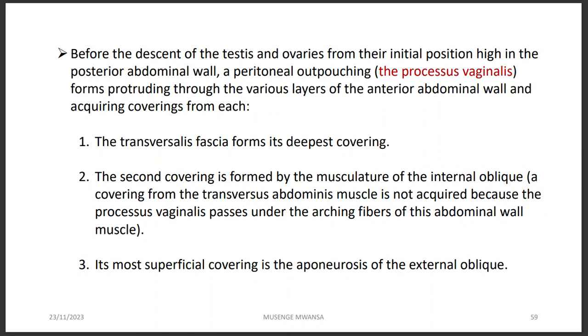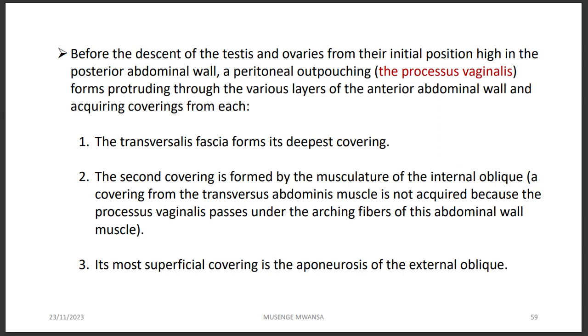Okay. So before the descent of the testes and the ovaries from their initial position high in the posterior abdominal wall, a peritoneal outpocketing or outpouching, which is known as the processus vaginalis, is going to form, protruding and passing through the various layers of the anterior abdominal wall. Now, the anterior abdominal wall has the skin, the muscles, and fascias. The processus vaginalis passes through all these layers, and each one of those layers becomes a covering. So, of the layers of the anterior abdominal wall, you first have the skin, then the superficial fascia.